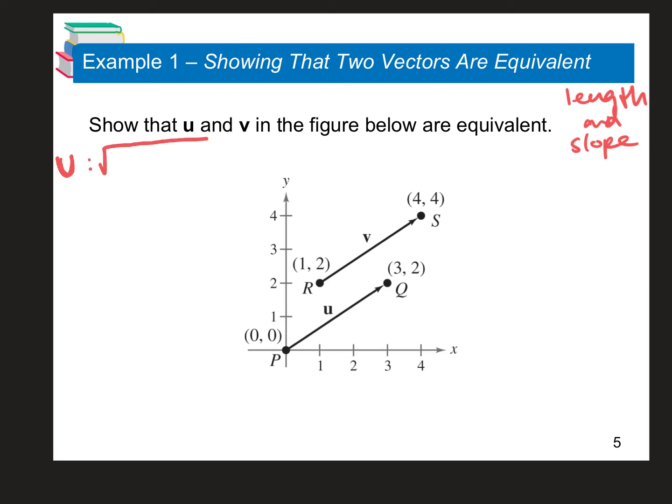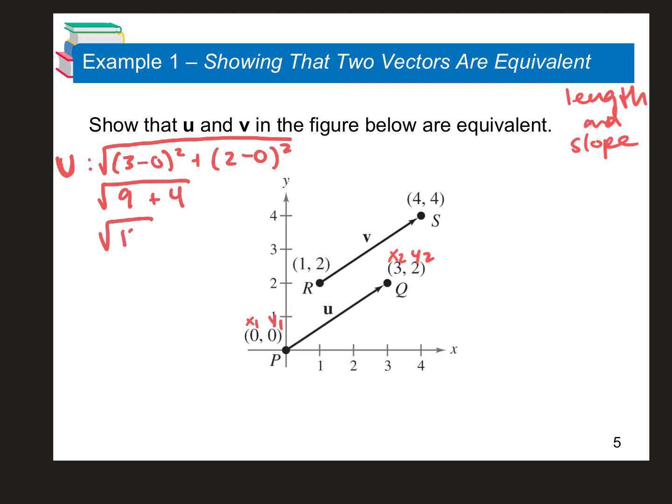The distance formula. So the square root of x2 minus x1. So we can list it 0, 0 is x1, y1. Q would be x2, y2. So it'll be x2 minus x1, I'm sorry. So 3 minus 0 squared plus y2 minus y1, so 2 minus 0 squared. So this will be 3 squared, which is 9, plus 2 squared, which is 4. So it'll be the square root of 13.